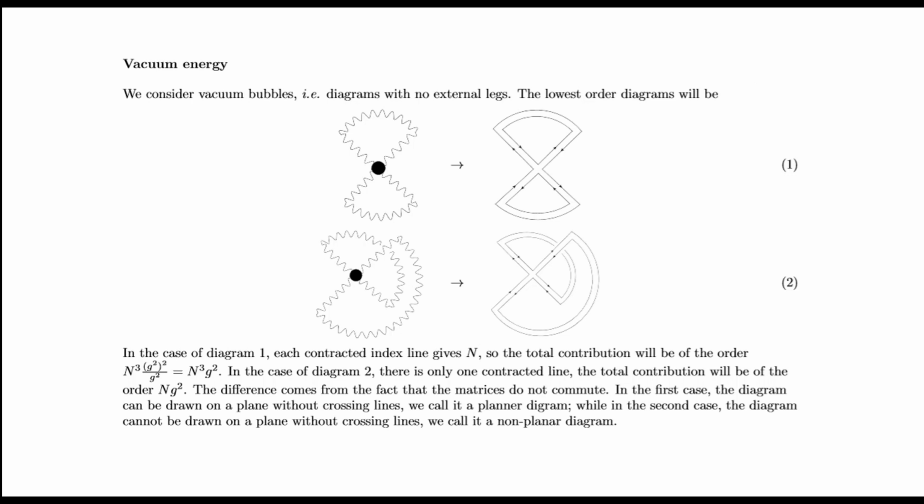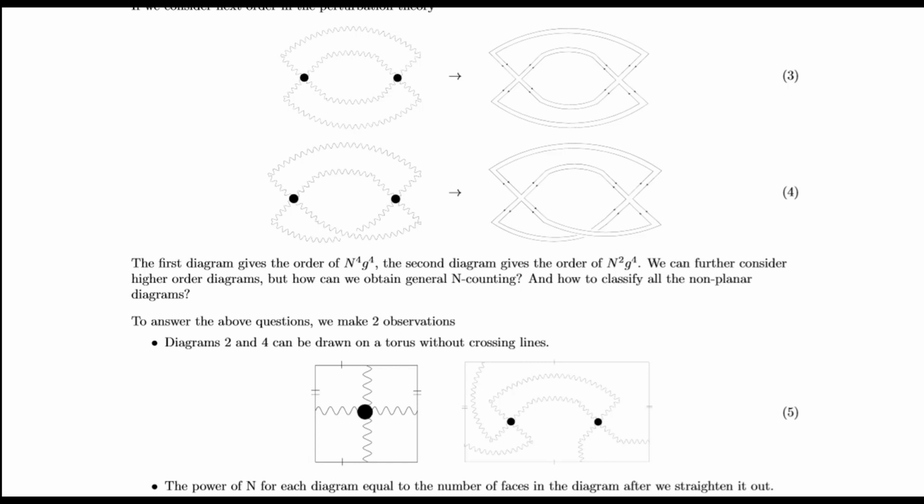The difference comes from the fact that the matrices do not commute. In the first case, the diagram can be drawn on a plane without crossing lines. We call it a planar diagram, while in the second case, the diagram cannot be drawn on a plane without crossing lines. We call it a non-planar diagram.